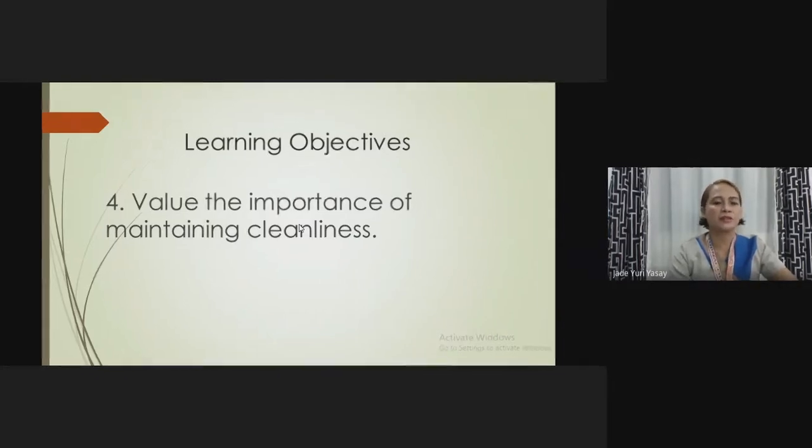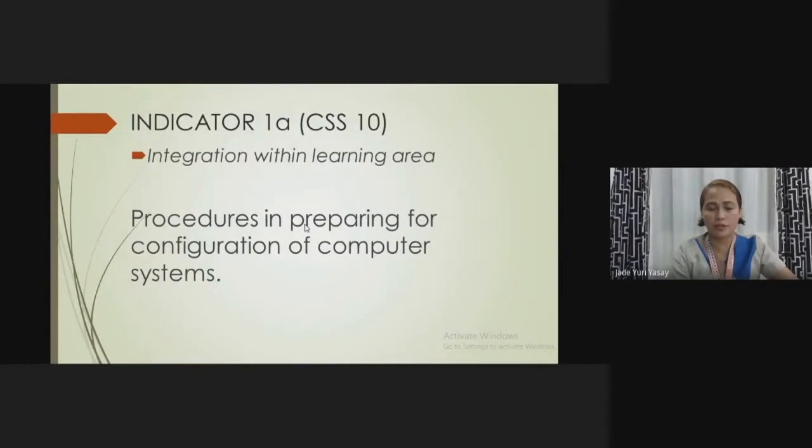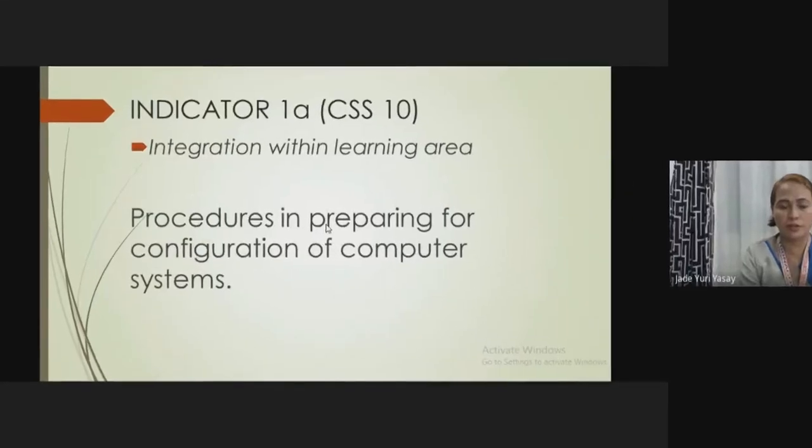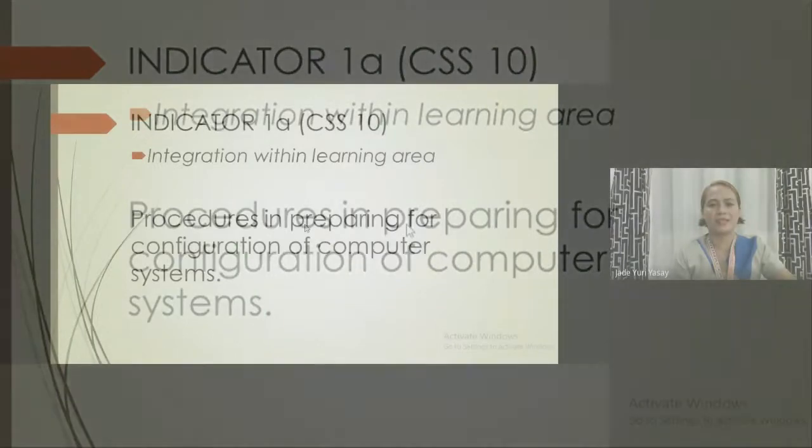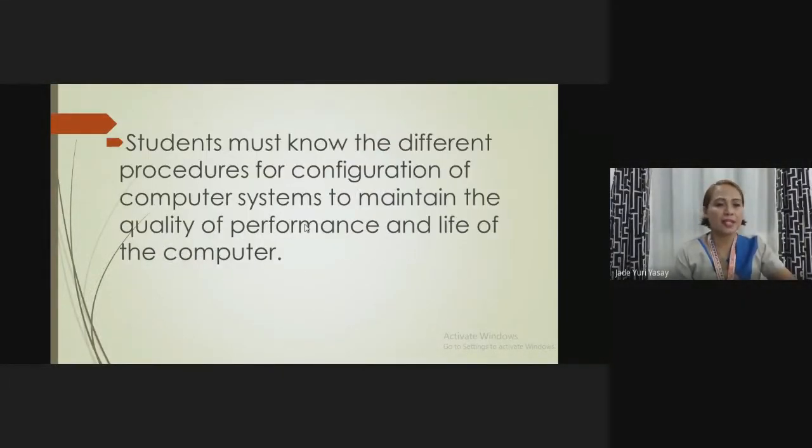Before we go further, let me remind you that we have 3 indicators to hit for this alternative classroom observation. For the first indicator, 1A, it is about the integration within the learning area. And since this is about CSS 10, I will also integrate this with the same subject, and the topic is procedures in preparing for configuration of computer systems. So, students must know the different procedures for configuration of computer systems to maintain the quality of performance and life of the computer.